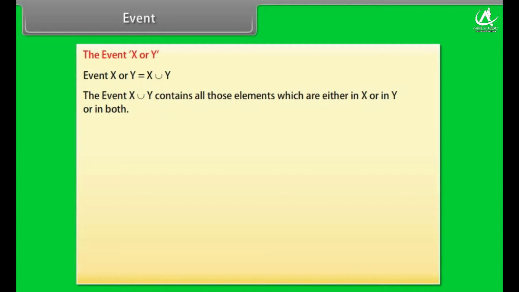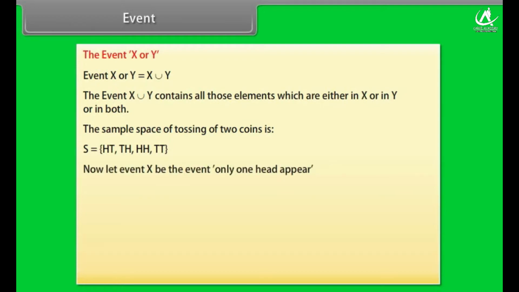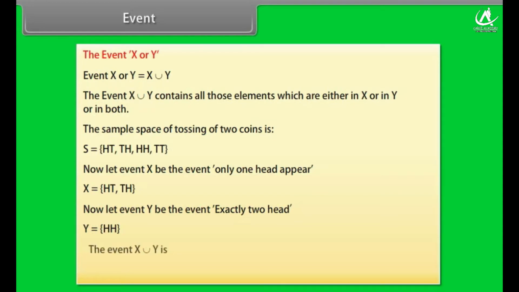To understand it, let's take an example. The sample space of tossing 2 coins is S is equal to HT, TH, HH, TT. Now let event X be the event only one head appears. X is equal to HT, TH. Now let event Y be the event exactly 2 heads. Y is equal to HH. The event X union Y is equal to HT, TH, HH.